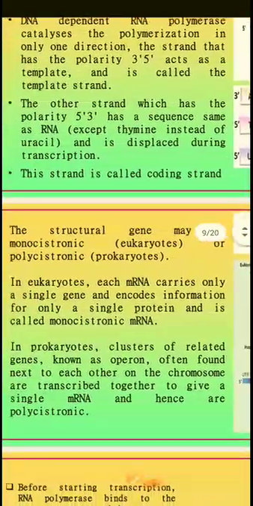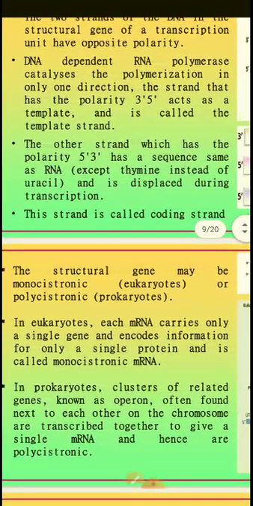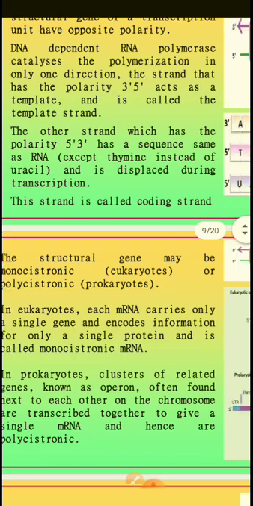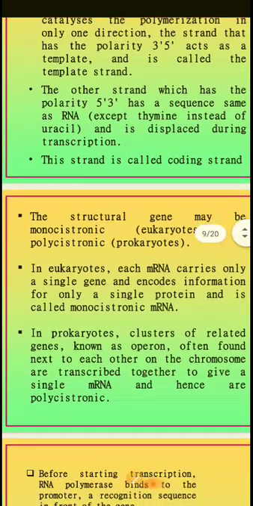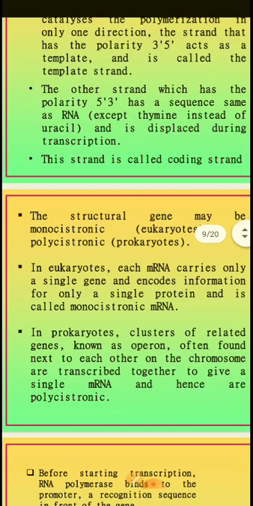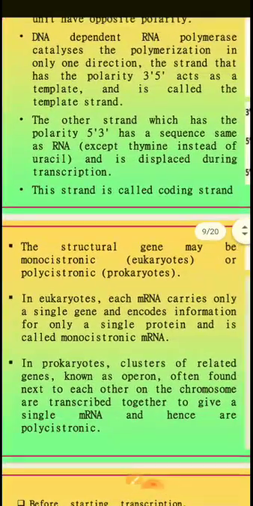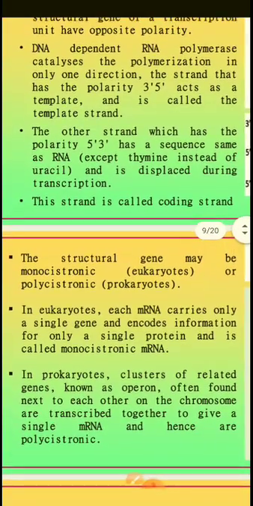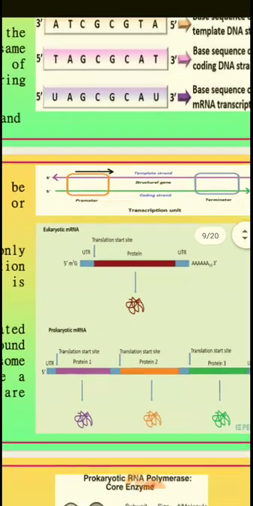Next, the structure gene may be monocistronic, which is found in eukaryotic cells, or polycistronic, which is found in prokaryotes. In eukaryotes, mRNA carries only a single gene, because mono means single. In prokaryotes, many proteins are encoded together. The prokaryotic clustered genes are known as an operon, next to each other on the chromosome, and they are transcribed together to give a single mRNA, and hence are polycistronic.